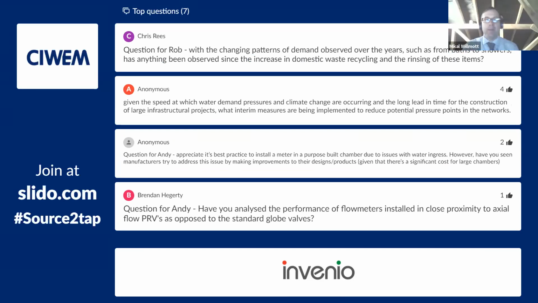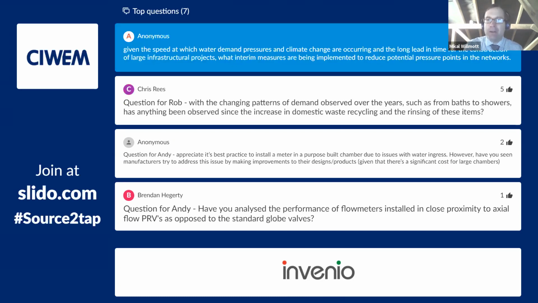Okay, thank you. I think that was a broad yes. Given the speed at which water demand pressures and climate change are occurring, and the long lead-in time for the construction of large infrastructure projects, what interim measures are being implemented to reduce potential pressure points in the network? Is there anybody that would like to answer that?